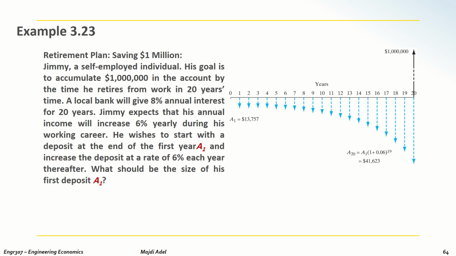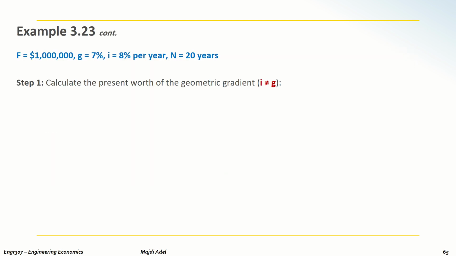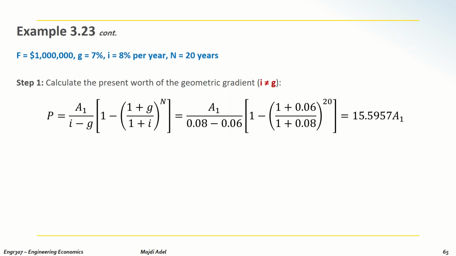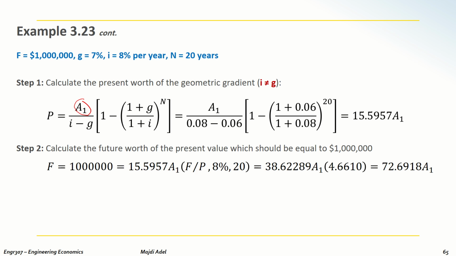So this is a geometric gradient, and I want to calculate its future value. But since I do not have a future value for the geometric gradient, I will find its present value and convert this present value to a future value. Since i doesn't equal g, I use the first formula and I calculate the present value. And note that it's going to be a function of A1, which is the unknown. But I know that the future value is equal $1 million.